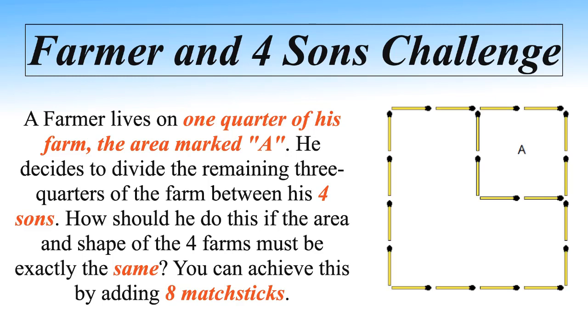A farmer lives on 1/4 of his farm, the area marked A. He decides to divide the remaining 3/4 of the farm between his 4 sons. How should he do this if the area and shape of the 4 farms must be exactly the same?